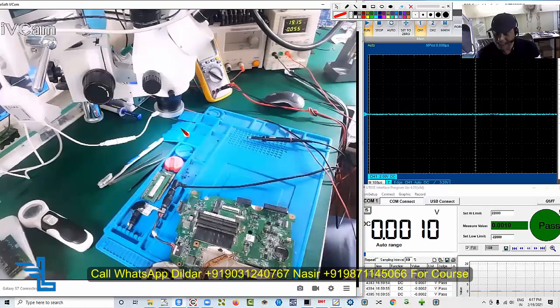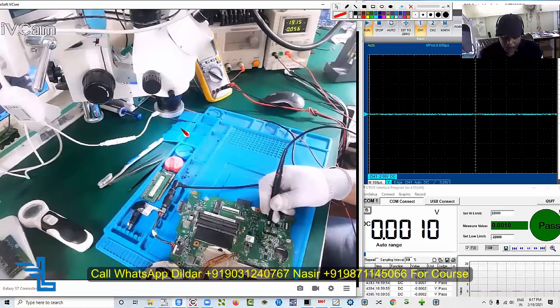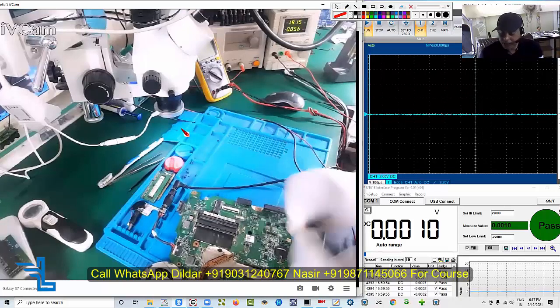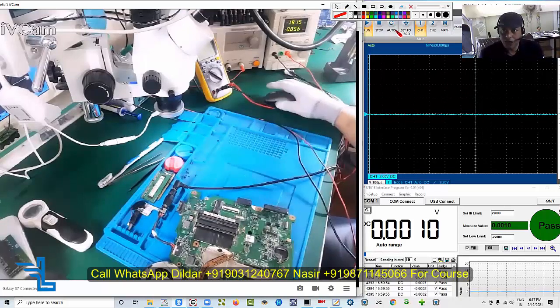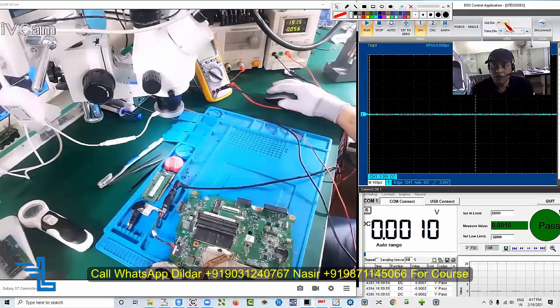So still I am not sure whether there is a short anywhere, because if I show you this particular place, I am having 3.3 volt and 5 volt. This is the 5 volt I'm checking. It is available on the coil, and I'm checking 3 volt. It is also available on the coil. I am going to check the 15 volt, the charge pump voltage. So let me increase the voltage to check that voltage.